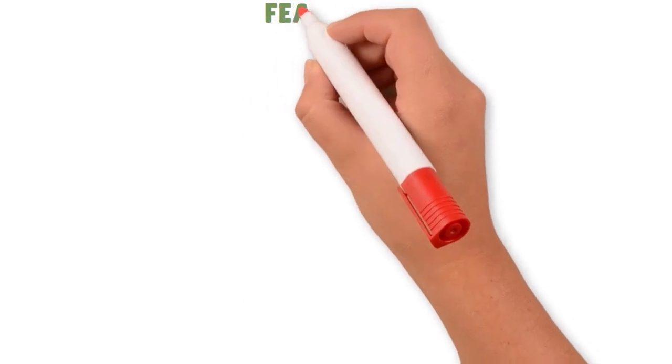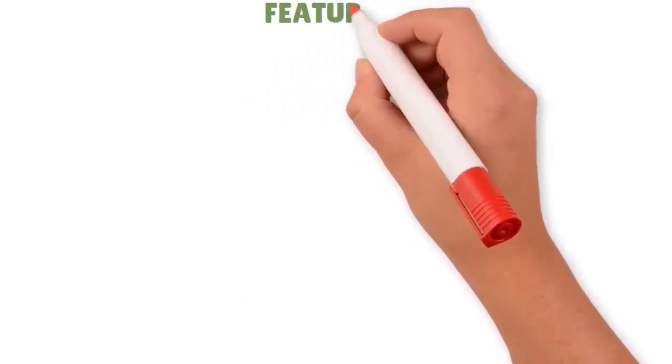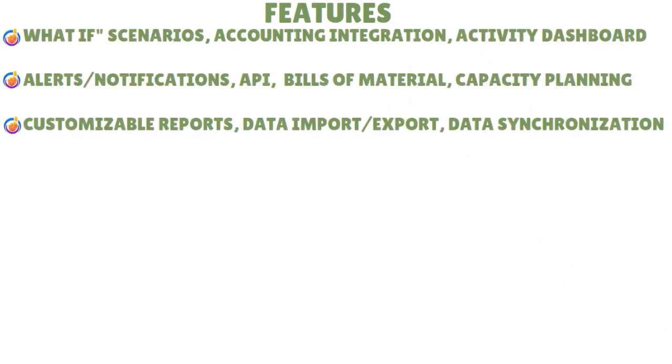I want to talk to you about the features here. When we talk about Netstock, what kind of features can you expect? Well, you have what-if scenarios. That's really cool. The level of granularity, and the breadth and depth that you have in terms of analysis is really strong when it comes to what-if scenarios.